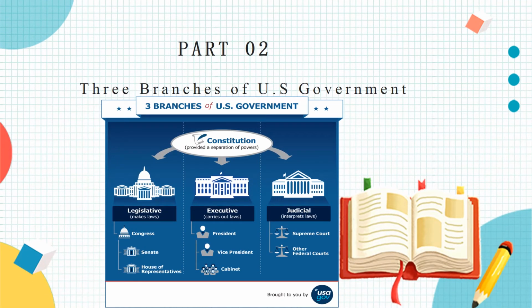Here is the second part. It talks about the three branches of U.S. government: the legislative branch, executive branch, and judicial branch. The legislative branch includes Congress, Senate, and House of Representatives. The executive branch includes President, Vice President, and Cabinet. The judicial branch includes Supreme Court and other federal courts.